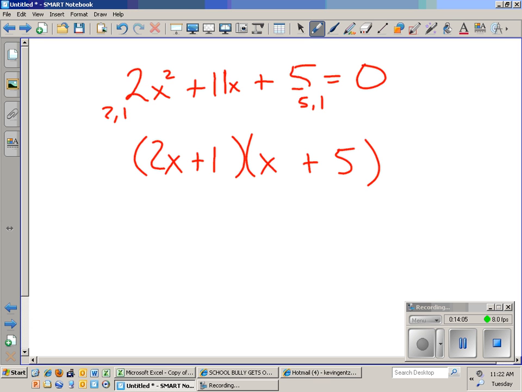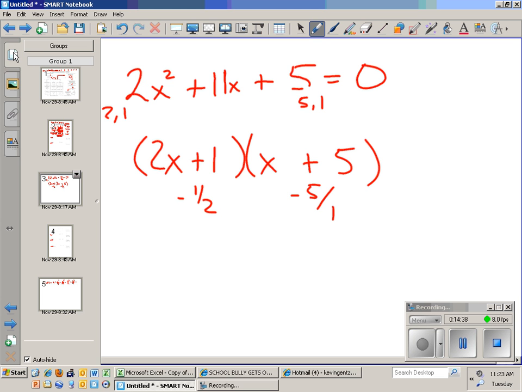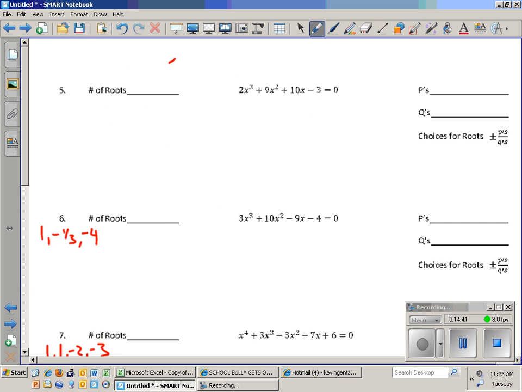So watch. What's the solution here? What's the root here? -1/2. What's the root here? -5/1. So look at this, you guys. My solutions, look at where they come from. -1 and -5 are on top. Those are my p's. 2 and 1 are on the bottom. Those are my q's. It's not by mistake that happens. That's the way that generally when we solve for them, we find out that they work. So I just want you to be aware that it works out like that. That it's not magic.